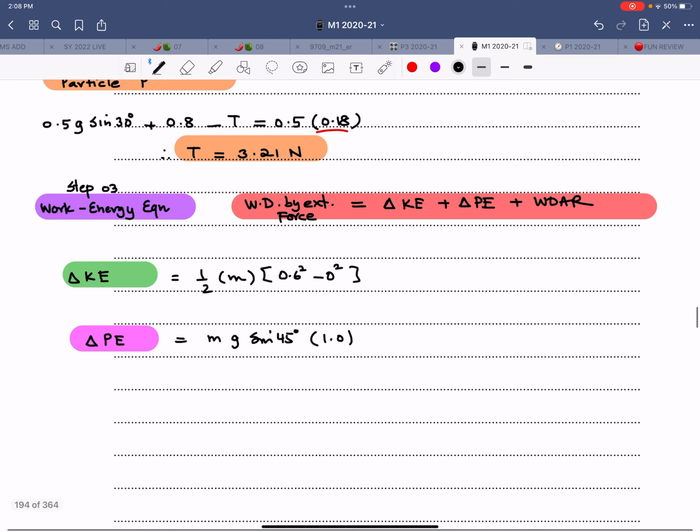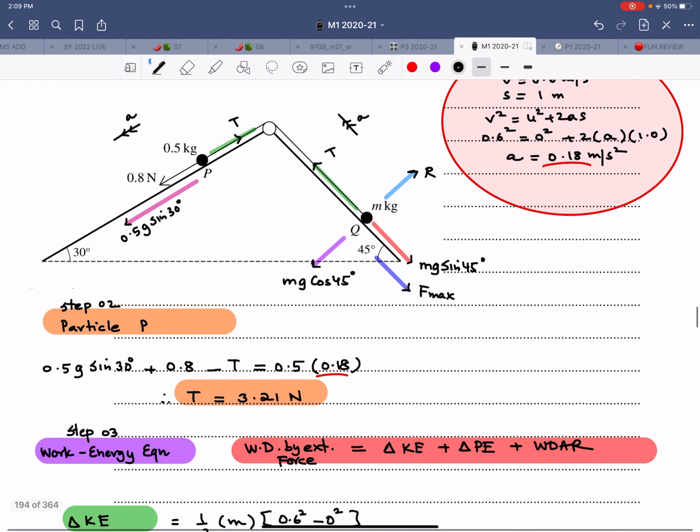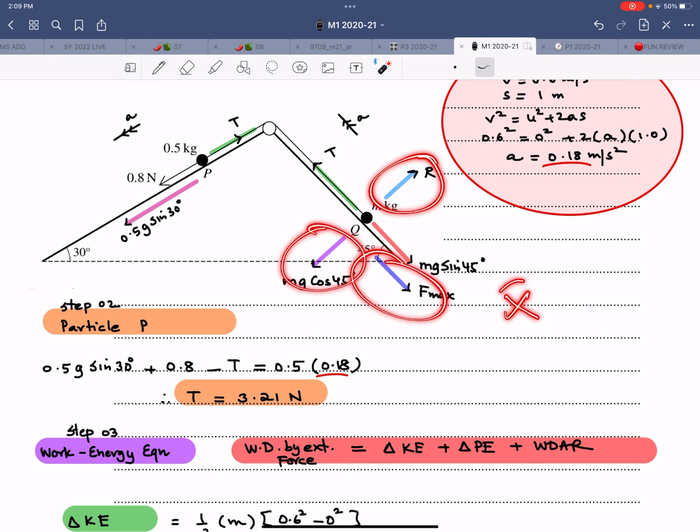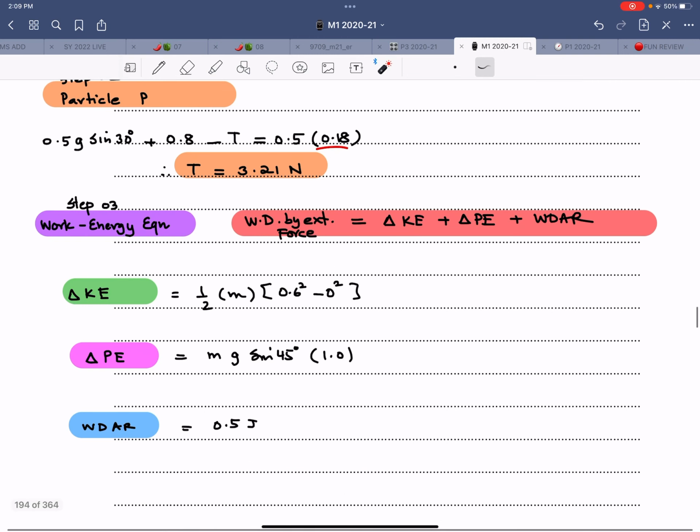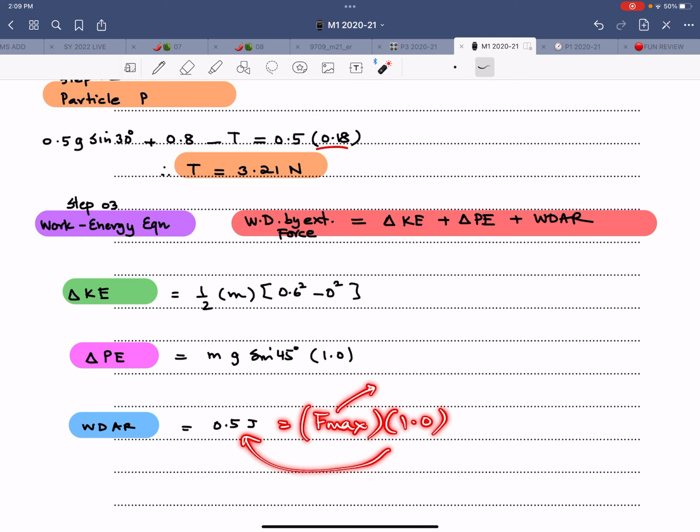And what else is there? We have the work done against resistance, that's already given. Work done against resistance, that is given as 0.5 joules. So as such, this and this and this is not needed. Maybe they could have asked for F max. So F max multiplied by this distance is equals to this thing. The value of F max is 0.5, and then they can ask for coefficient of friction, which they haven't.